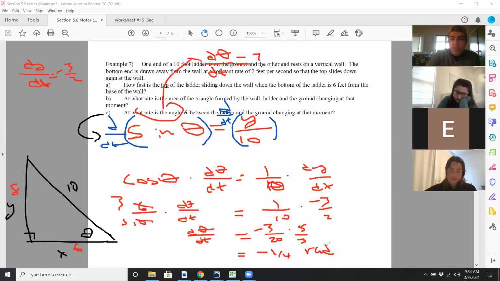Radians. Remember, we don't do degrees at all in this class. Radians per second. And that does make sense because the ladder is sliding down, so that angle is getting smaller, right? So it should be losing value. You always want to kind of physically ask, does that make sense, what's happening here?